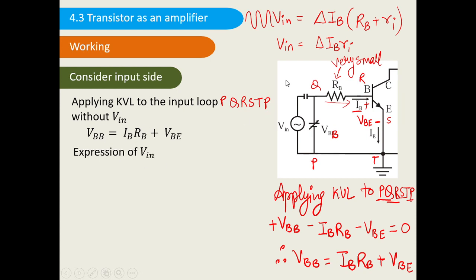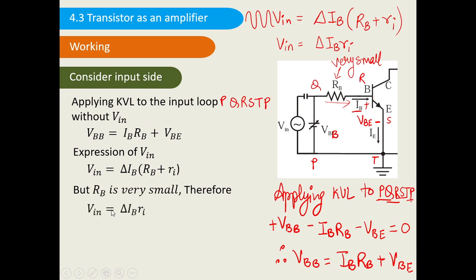Expression of V in. V in is equal to delta IB into (RB plus RI). But RB is very small, so I can neglect RB and write V in equal to delta IB into RI. All of you please pause the video and write the input consideration, right? And I am moving to the final slide.